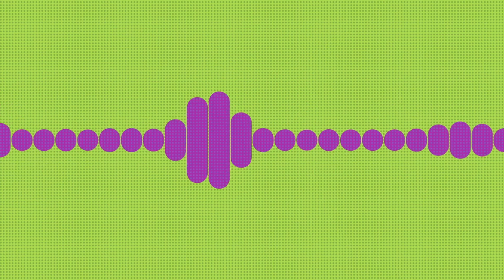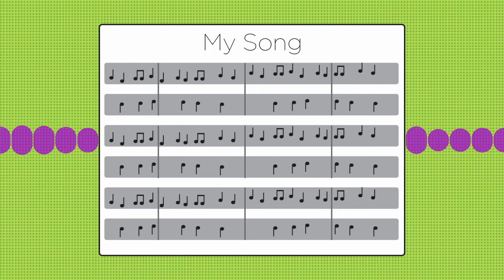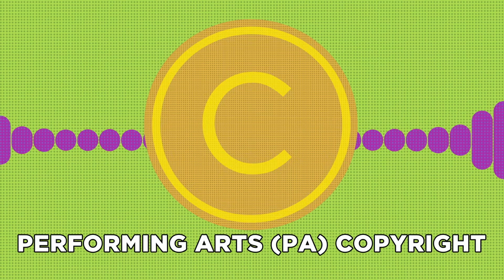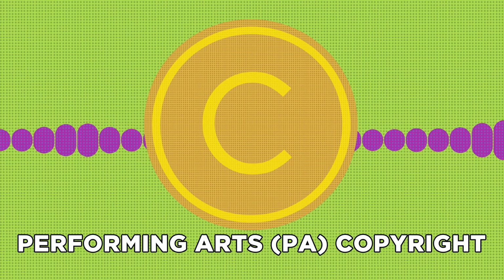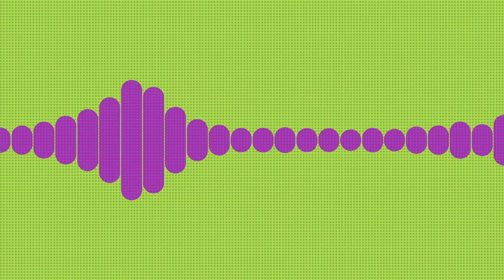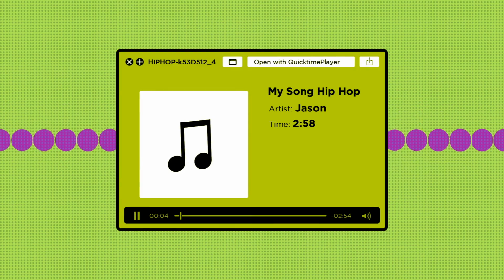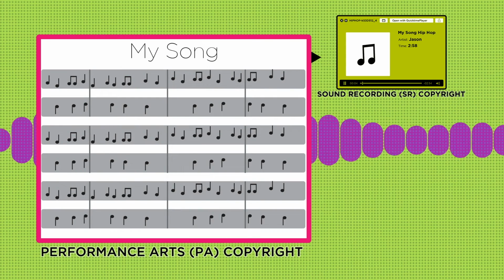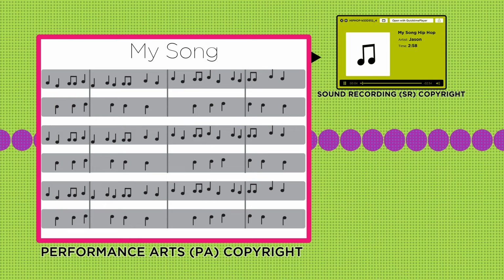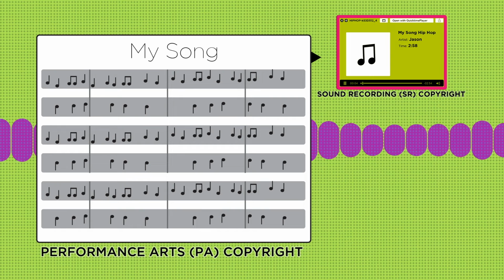So let's go back to my song written by Jason. In this case, Jason owns and controls the underlying composition or the PA, performing arts copyright. Now, if I wanted to license the hip hop version, who would I have to go to for the synchronization license? That would be Jason, right? He owns the PA, and I would have to go to whoever created or owns or controls the My Song hip hop version sound recording for the master use license.